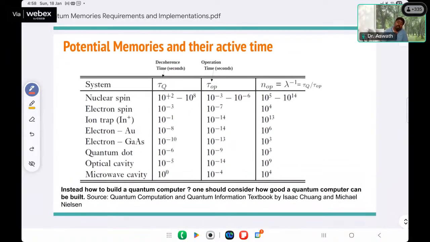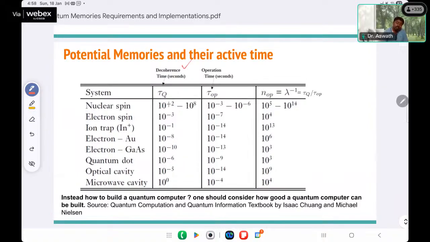The most important thing is the coherence lifetime, when they will decohere, and within each coherence time, how many operations I can realize. For example, for electrons, the coherence time is a millisecond. If one operation takes 10 to the power of minus 7 seconds, I can realize 10 to the power of 4 operations within that time. It's very, very good.